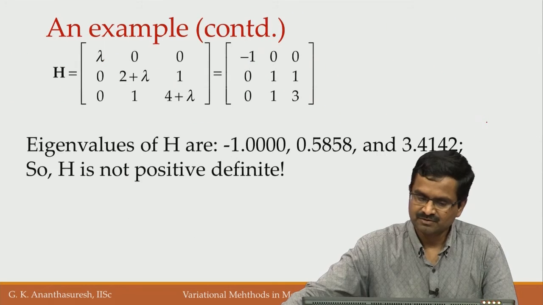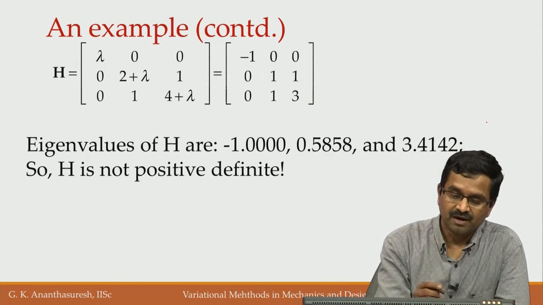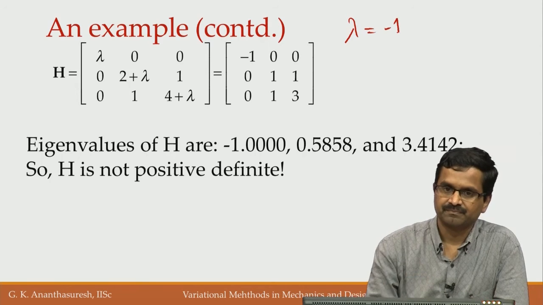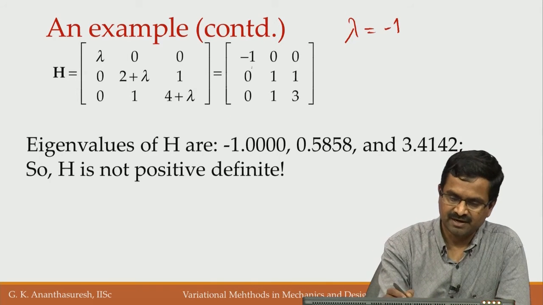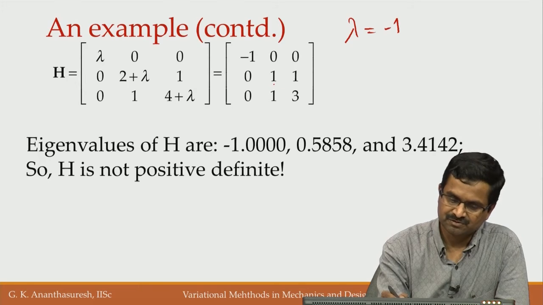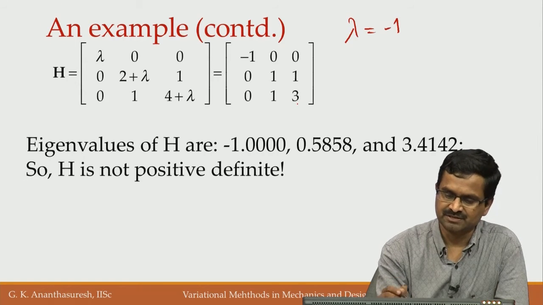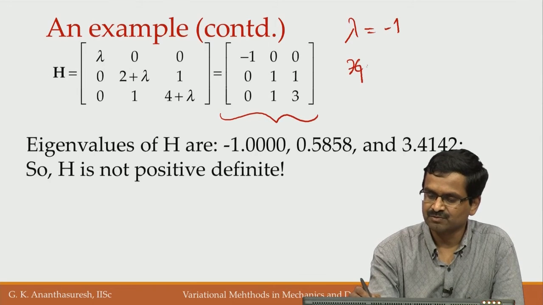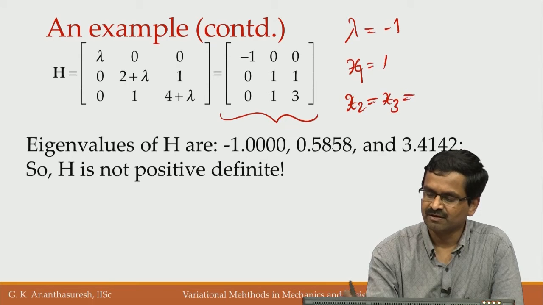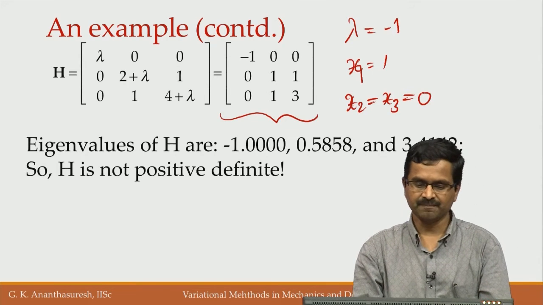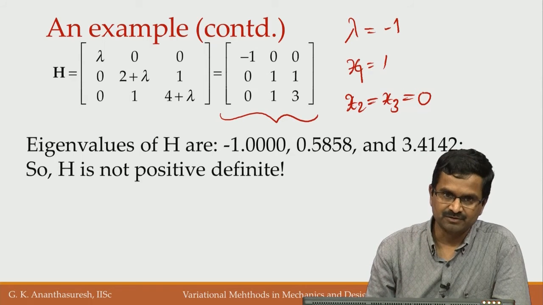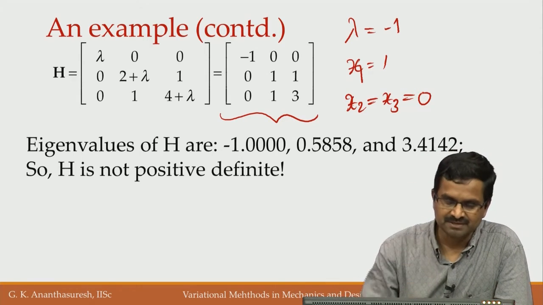Okay. So, which is typed up here, and noting that lambda in our case is -1. If I substitute, I get -1, 2 plus -1 is 1, 4 plus -1 is 3. This is at this point, the point that we have taken, x1 equal to 1 and then x2, x3 are both 0.